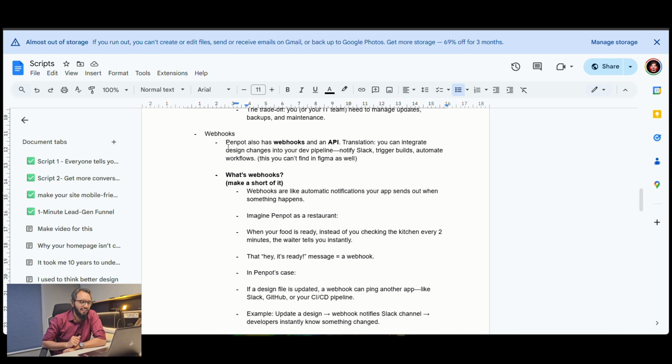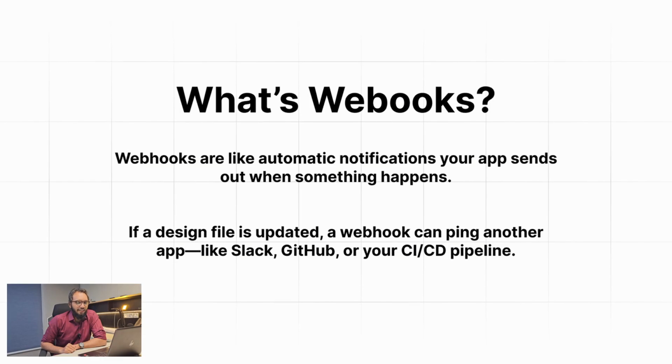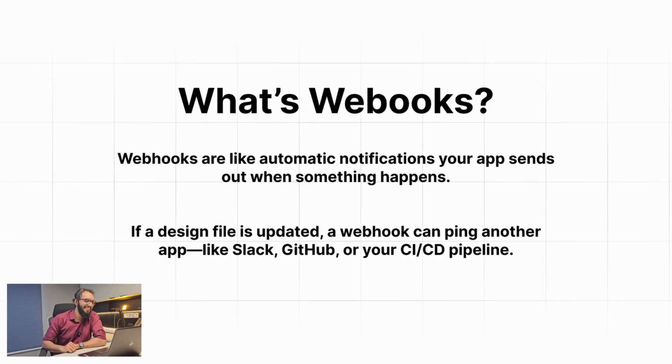So Penpot also has webhooks and an API. You can integrate design changes into your dev pipeline, notify Slack, trigger builds, automate workflows, and this you cannot find in Figma. This is a Figma shortcoming.